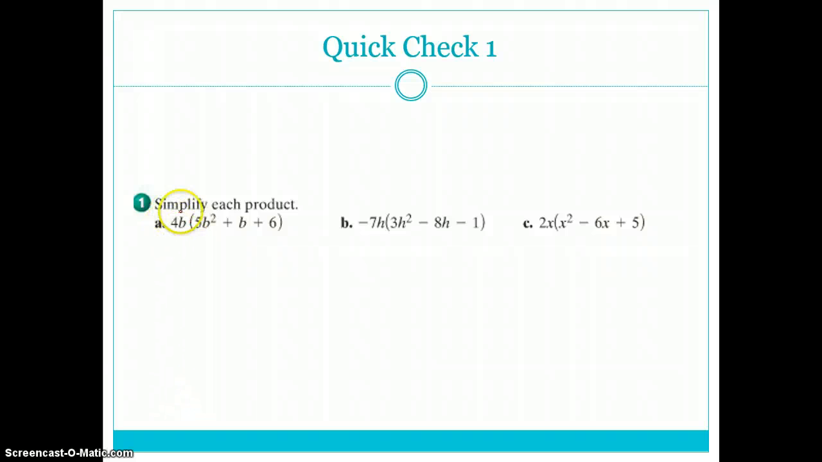All right, so if I need to distribute the 4b through all three terms in this trinomial, again, I'm going to multiply coefficients. So 4 and 5 is 20. b times b squared is b cubed. All right, plus, I don't have to worry about changing signs because this is positive. 4b times b is 4b squared. And 4b times 6 is positive 24b.